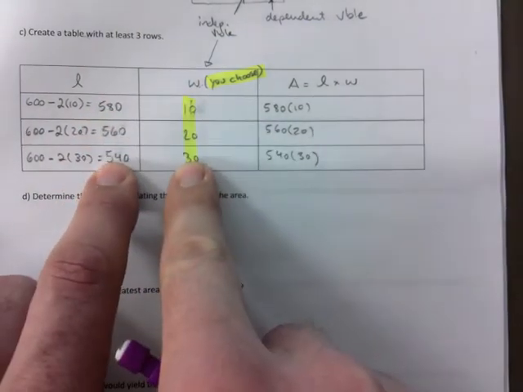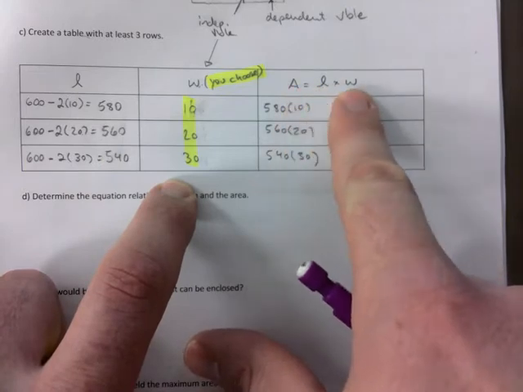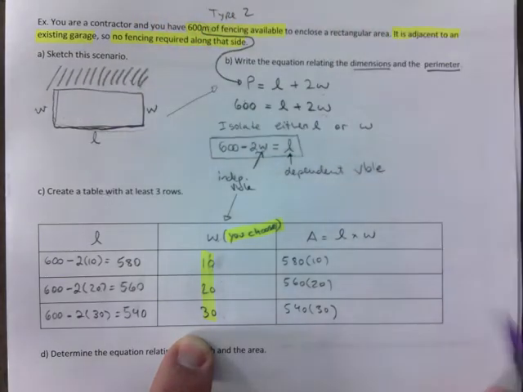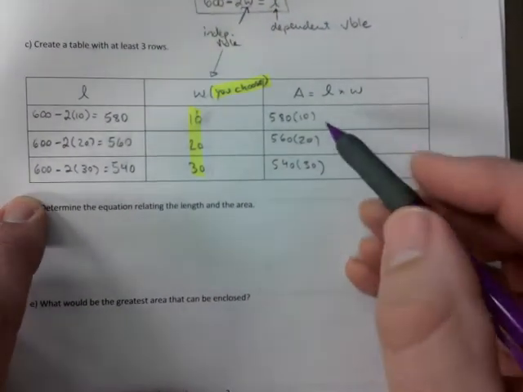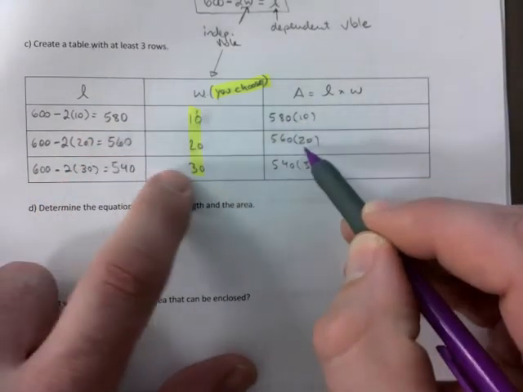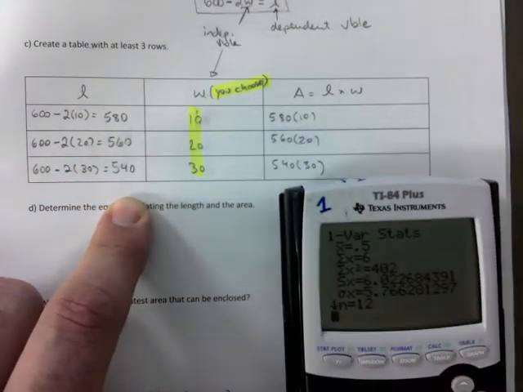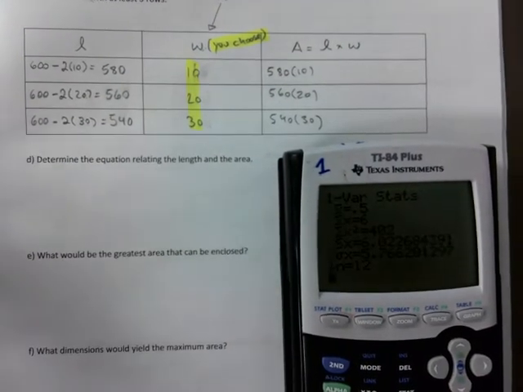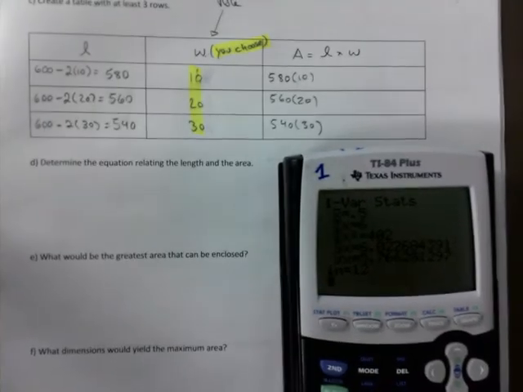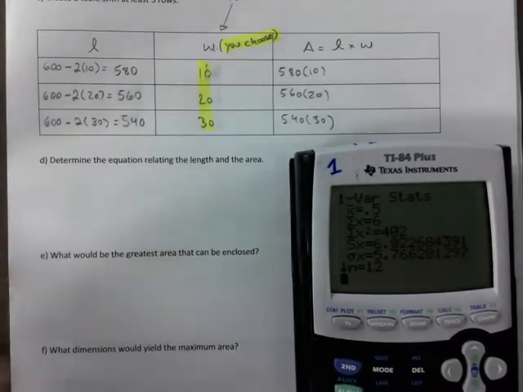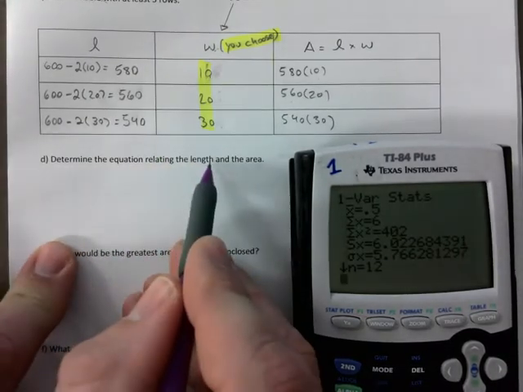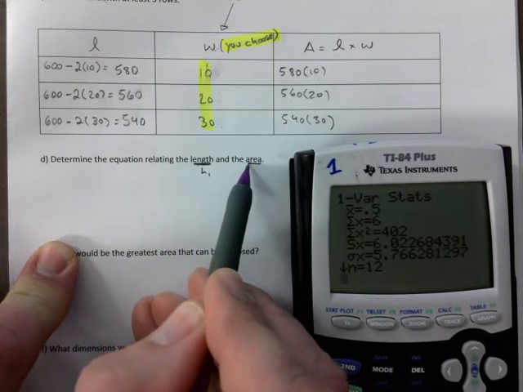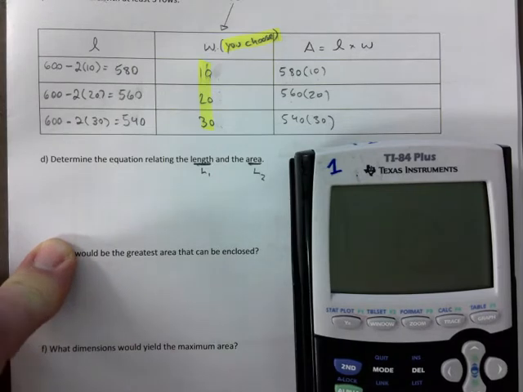Once you have this filled in, area is just length times width, because there is a certain area you're fencing in. So we're then just multiplying it, 580 times 10, and we enter that into our calculator. But before we do that, is it just me or is it blurry? Maybe I need glasses. Maybe it's a sign. Determine the equation relating the length and the area. So we're going to relate the length and the area.